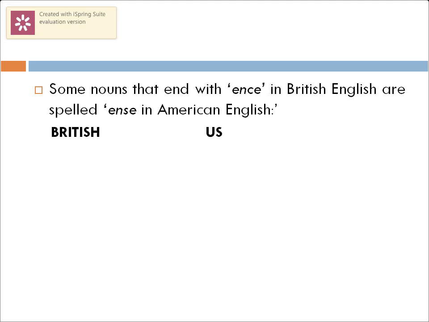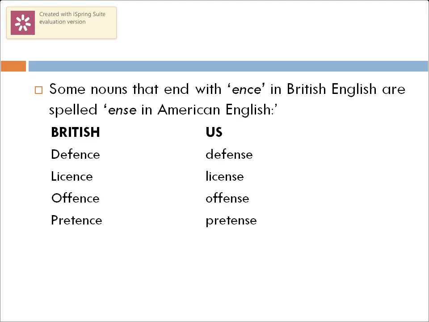Some nouns that end with ENCE in British English are spelled ENSE in American spellings. For example, defense, license, offense, or pretense all use ENCE in the British spelling, whereas they are written as ENSE in the US spelling.